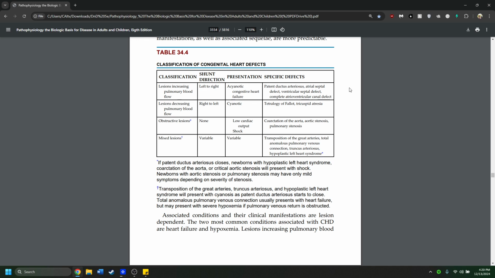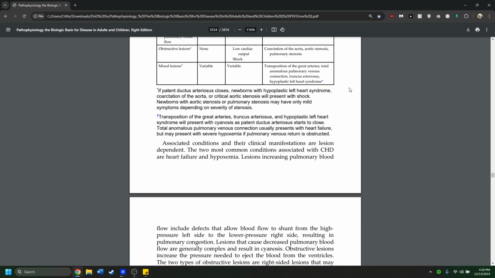Obstructive lesions, there's no shunt direction, but there's low cardiac output, which leads to shock: coarctation of the aorta, aortic stenosis, or pulmonary stenosis. And then mixed lesions, the presentation is variable. But pretty much the transposition of the great arteries, total anomalous pulmonary venous connection, truncus arteriosus, and hypoplastic left heart syndrome could all be a factor.